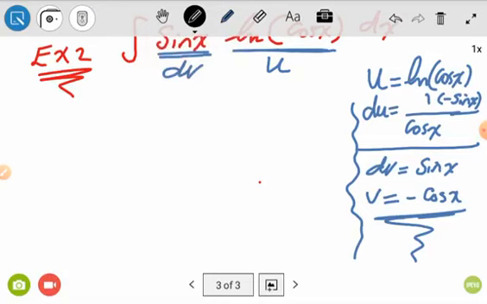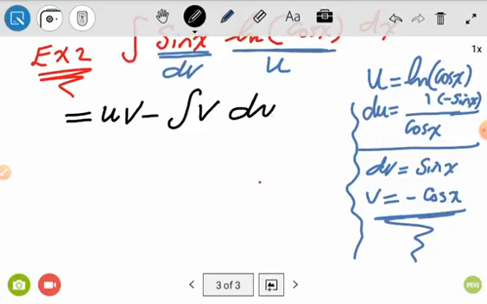What is the next step? The next step is to substitute in the formula uv minus the integral of v du. So don't forget this formula. We're going to use it to integrate by parts. What's the value of u? Here, u is ln cosine x, times v, which is negative cosine x.